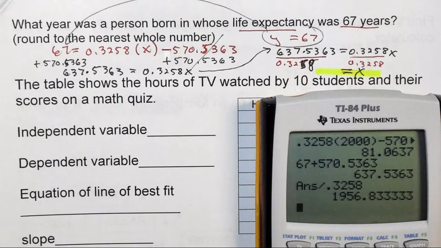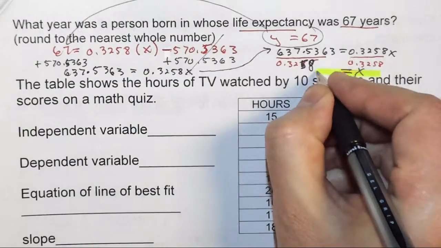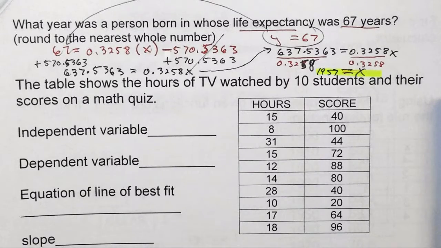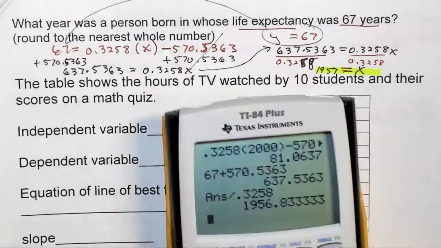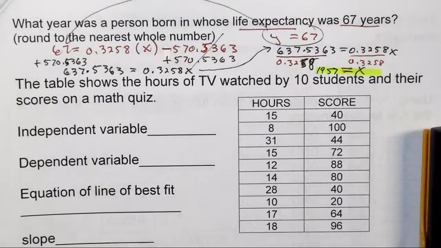Okay, and so what do we get? What year is that? 1956.8. What is that close to? 1957. It's 1956.8, so it's really 1957. This person must have been born in 1957 if they're expected to live 67 years.